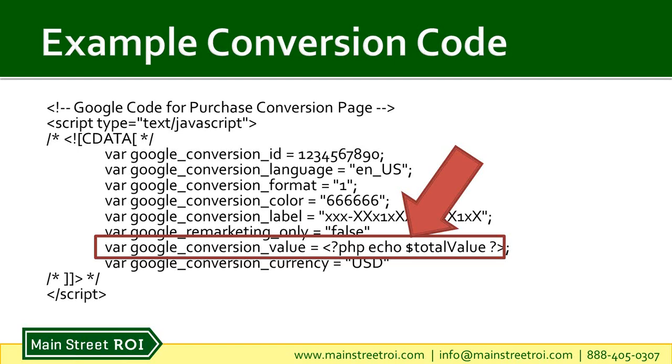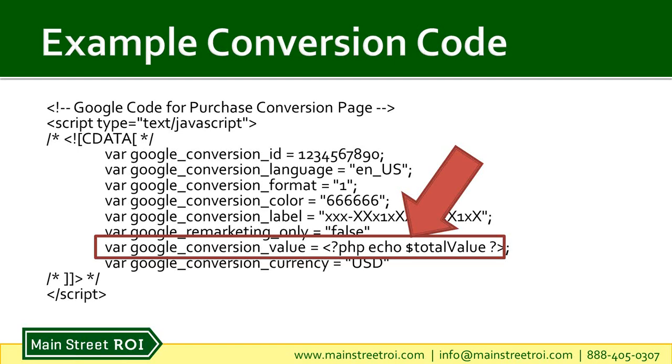Your site might be built on, let's say, ASP.NET. That's another language. It would look totally different, so you would not be able to just copy and paste this. But if you showed this to a developer, they would certainly understand what you're trying to accomplish here. It's basically telling the shopping cart to put the total value into the code here for Google's conversion tracking.